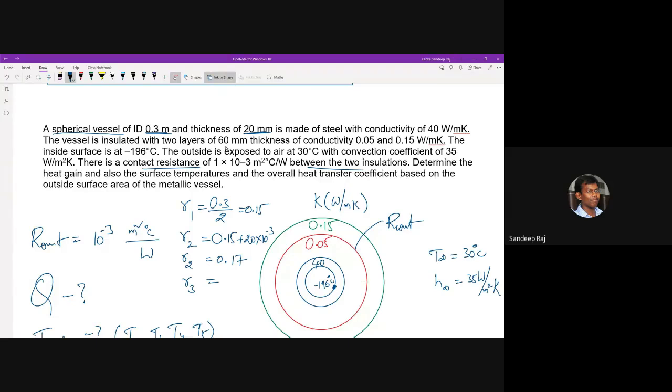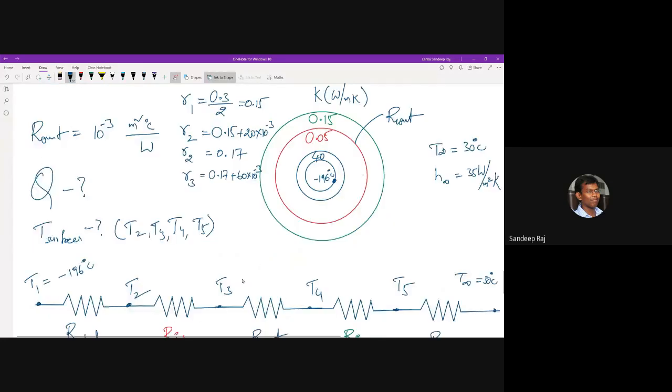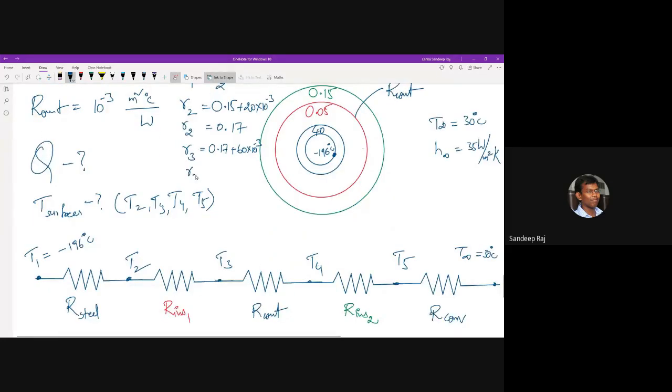60 mm thick again. Each one is having 60 mm thickness. So this value will be equal to 0.17 plus 60 into 10 to the power of minus 3. So the R3 will be equal to 0.23. All of them are in meters actually.